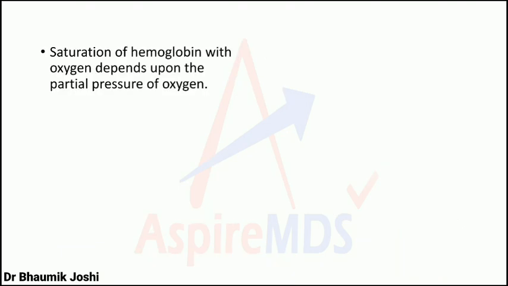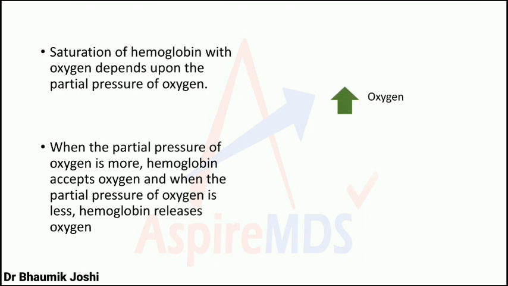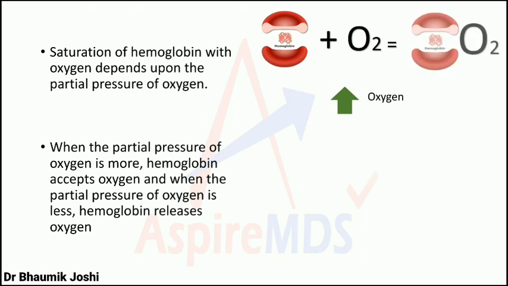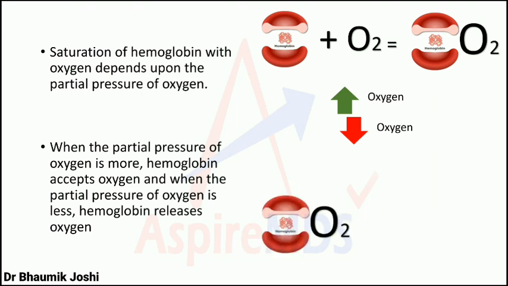Now, this saturation of the hemoglobin with oxygen, that is, the amount of oxyhemoglobin formation, depends on the partial pressure of oxygen. When the oxygen pressure is more, more of the hemoglobin will get associated with oxygen to form oxyhemoglobin, and when the pressure of oxygen is less, this oxyhemoglobin will get dissociated and it will lead to release of oxygen from the hemoglobin.